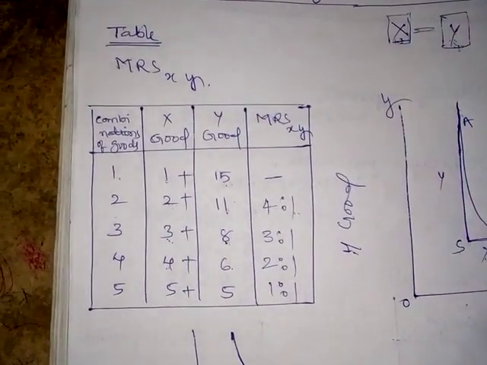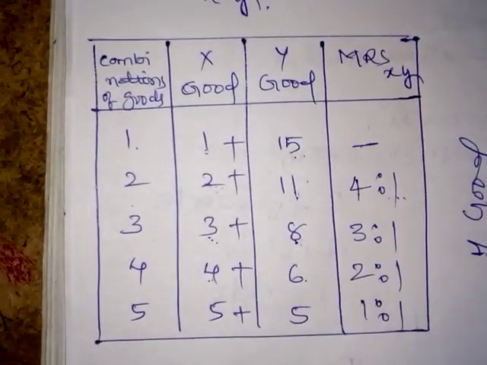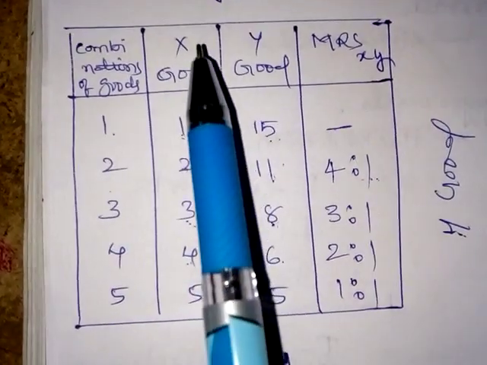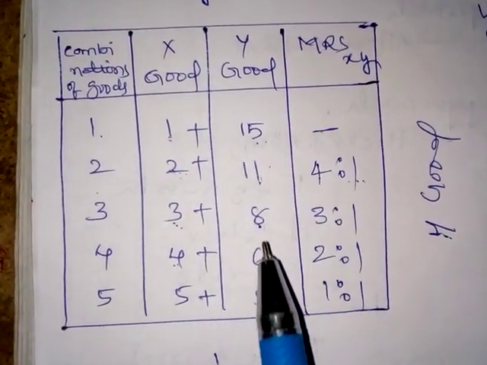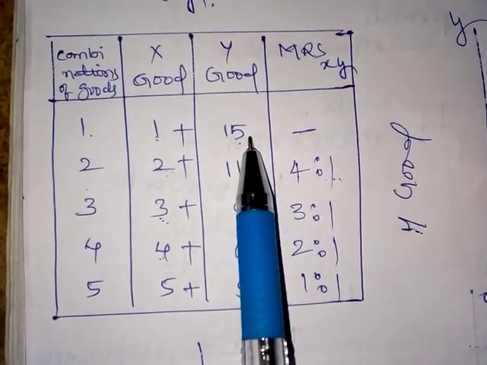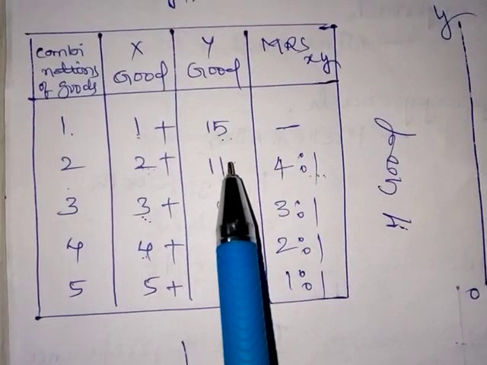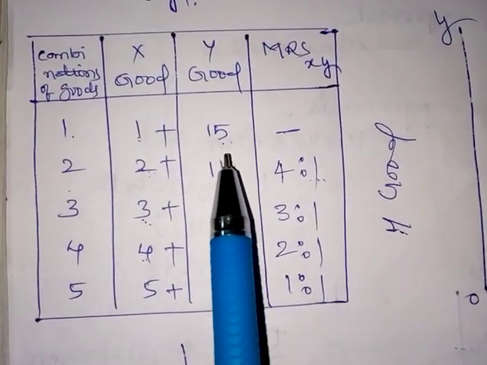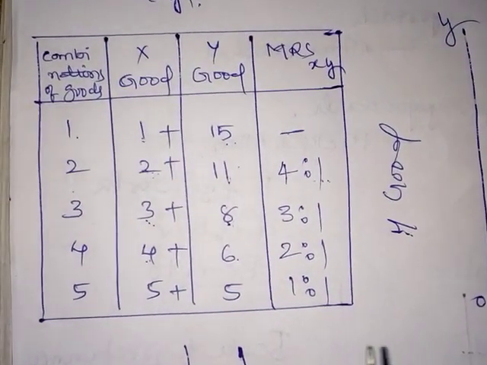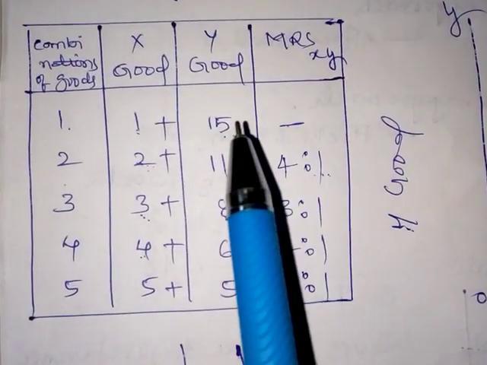That can be understood with the help of this table. This table shows marginal rate of substitution of X for Y. Here you see the first column shows combinations of the two goods, namely X and Y. Here X goods 1 to 5, Y goods 15, 11, 8, 6, 5. In the first combination, one X unit is there, 15 Y units are there. In the second combination, he increased one more X unit and decreased 4 units of Y. Why? Because here the law of diminishing marginal utility is applicable. According to it, when the quantity of a commodity increases with a person, marginal utility decreases.